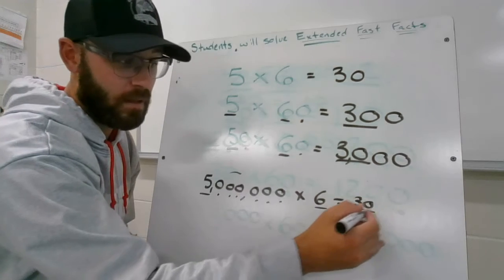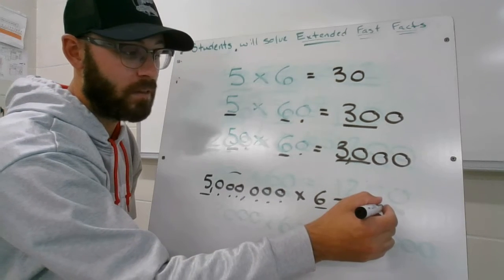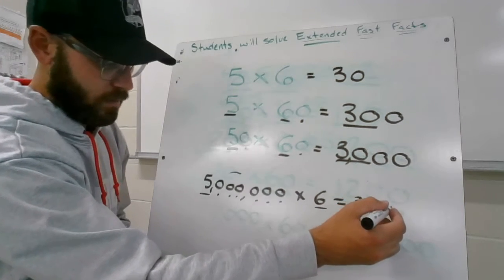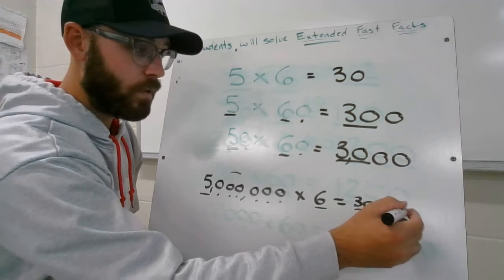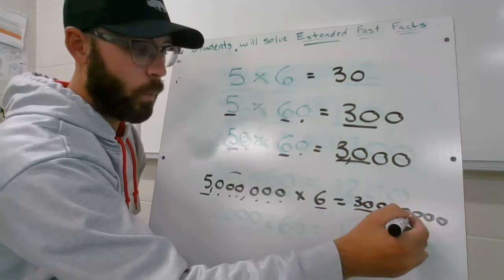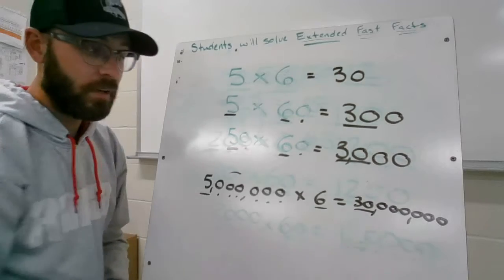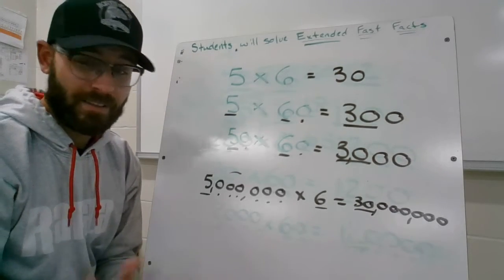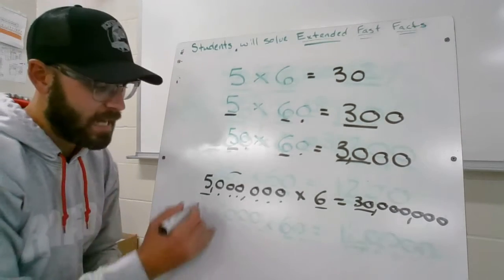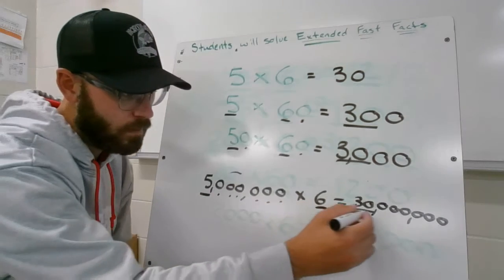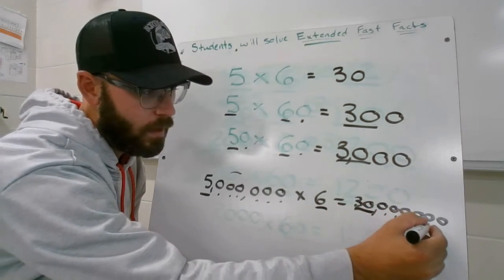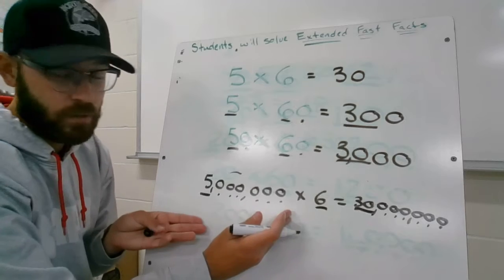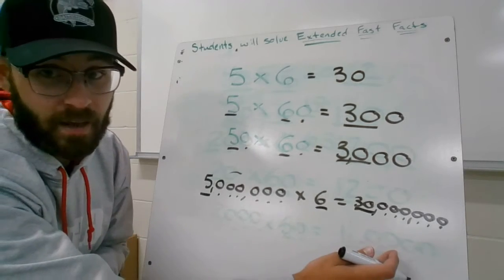More zeros, not counting that one in 30. 1. I said 6, correct? Yep. 2, 3, 4, 5, 6. That's a really big number. 30 million. Still not that hard of a problem because I know that I just have to do my fast fact and then tack on however many zeros are in the equation. That's how many zeros will be in my answer.